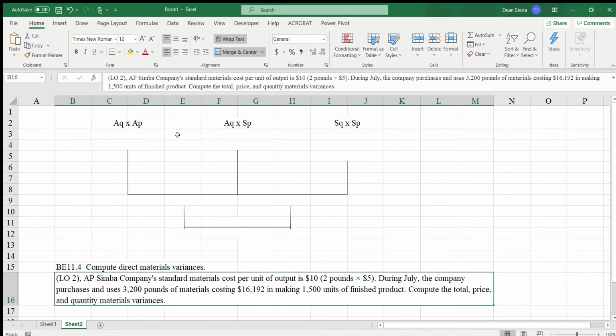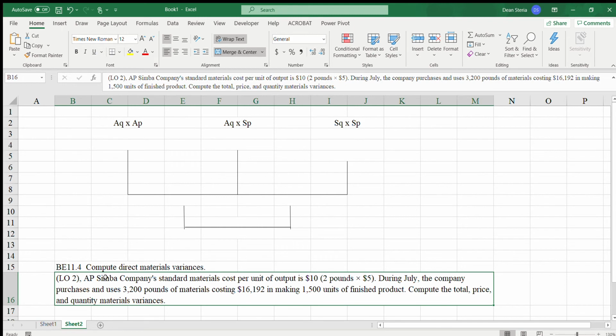And then I'm going to take the actual quantity that I used and multiply it by the standard price. That tells me how much that material should have cost. We will then compare that to what we actually paid to determine our variance. Is it favorable or unfavorable? And then we'll do the same thing here for materials, because then we're going to look at the actual quantity versus the standard quantity and see what our quantity variance is.